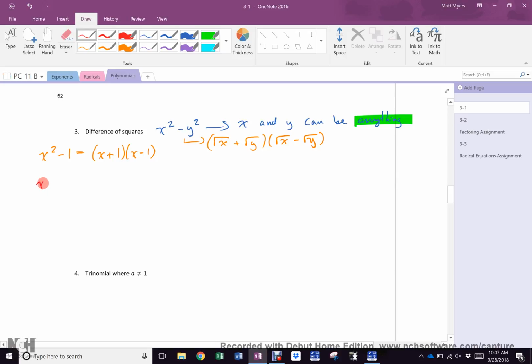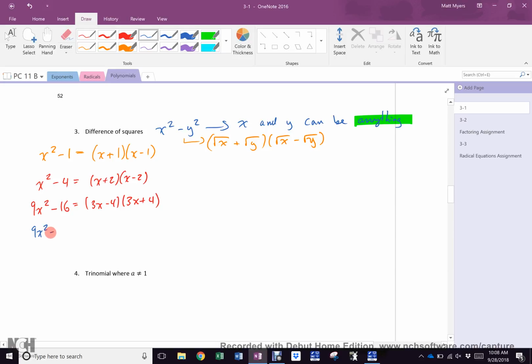Let's see. What about this one? X squared minus 4. What's that? X and 2. X plus 2, x minus 2. Awesome. What about this? 9x squared minus 16. What's that? 3x minus 4, 3x plus 4. Okay. Does the plus and minus matter here? No. All right, what about this one?